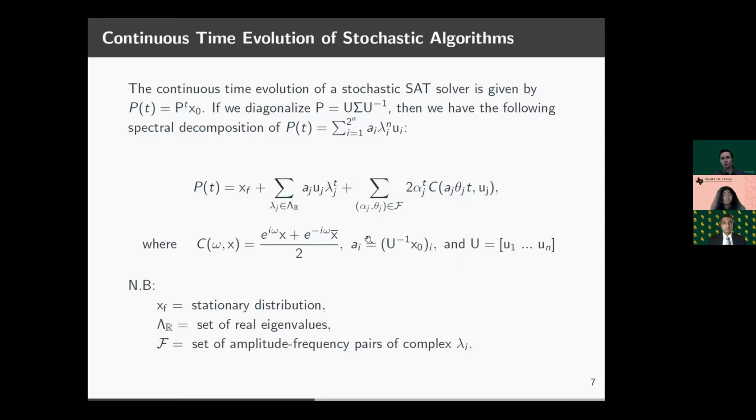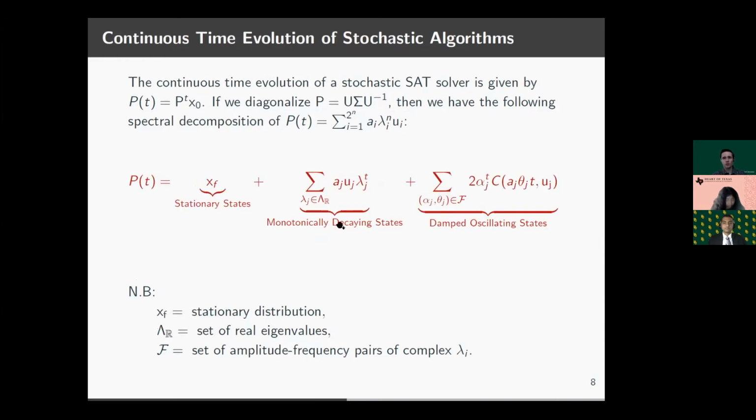This script F is the set of amplitude-frequency pairs of the complex conjugate eigenvalues. So just to dig into what these different terms mean, we can break down this P of t into stationary states, monotonically decaying states, and damped oscillating states. We can actually show that if a distribution or a SAT problem does not have these damped oscillating states, then the optimization problem is actually convex.